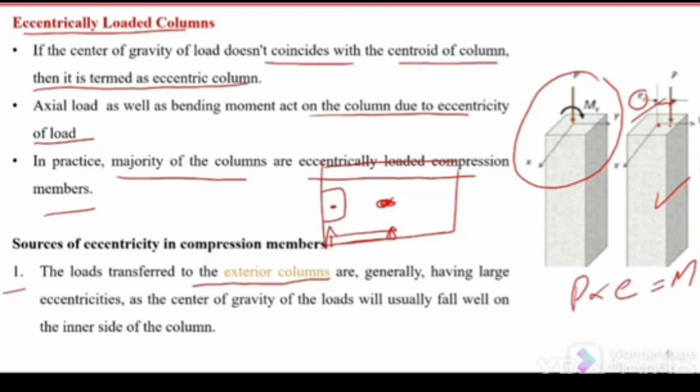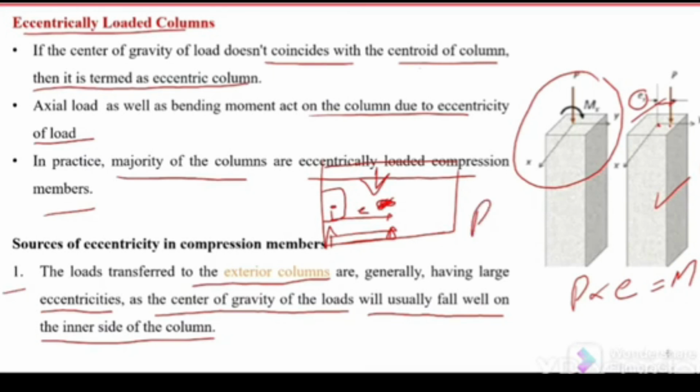The load transferred to the exterior column generally has large eccentricities, as the center of gravity of the load will usually fall well on the inner side of the column. So the center of gravity of this load will lie over here, well on the inside of the column, and there is a distance between the center of gravity of the load and the centroid of the column. This distance is E. Because of this load and this eccentricity, there will exist a bending moment equal to P times E.